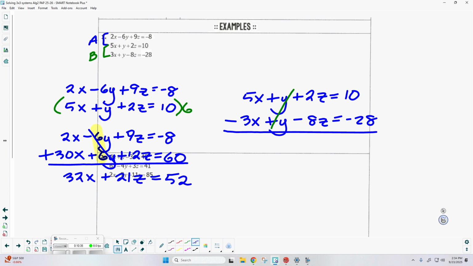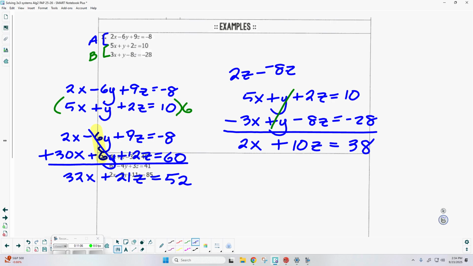So how many x's do I have? Yeah, 5x minus 3x, that's going to give me 2x. Now here's where you got to be careful. Remember, we're subtracting a negative. So 2z subtracting a negative 8z. How many z's do I have? Positive 10z equals, and then I'm going to do the same thing here. 10 minus a negative 28, positive 38.